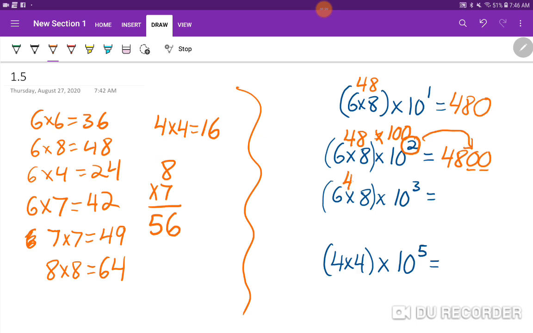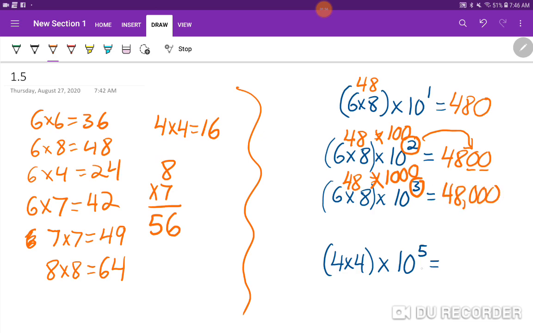How about this? 6 times 8 is 48. 48 times 10 to the third. Well, 10 to the third is 1,000. How do I know that? It's a 1 with how many zeros? 1, 2, 3. So 48 times 1,000 is 48,000.